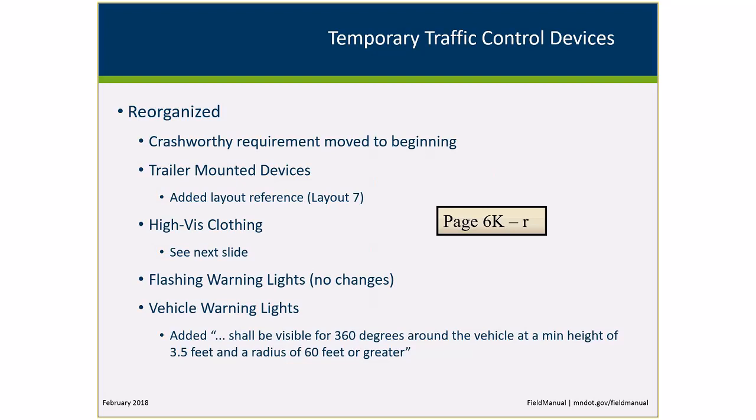Now, there are some devices that are not crash-worthy. We call them Category 4 devices, and those are things like portable changeable message signs or arrow boards that are on trailers, and the benefit that they provide is greater than the hazard that they give to the driving public. But we still need to delineate them. So we do talk about crash-worthy requirements, and then for trailer-mounted devices, we do need to delineate those, and it tells you to go to Layout 7 to actually do that.